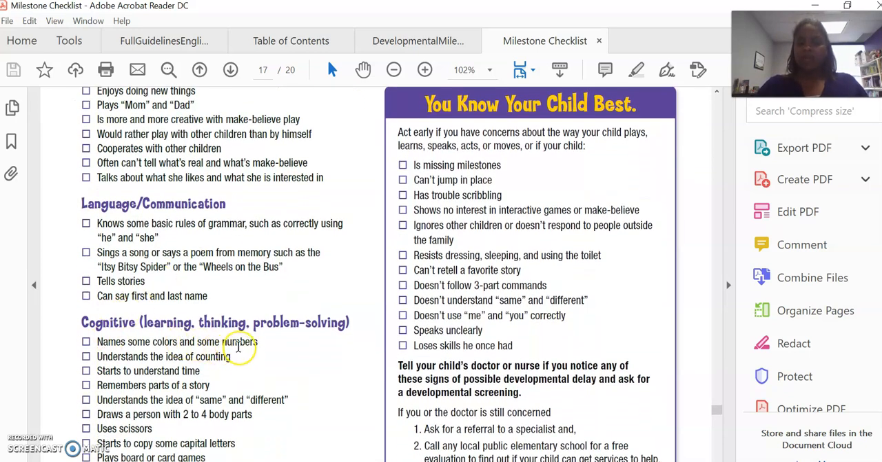Being able to name some colors and some numbers would be a math skill. It could possibly be a science skill also. Understanding time, that would be a math skill, or perhaps a social studies skill, depending on what aspect of being able to identify time you're looking at. So all of these go hand in hand together, the developmental milestones and the checklist.